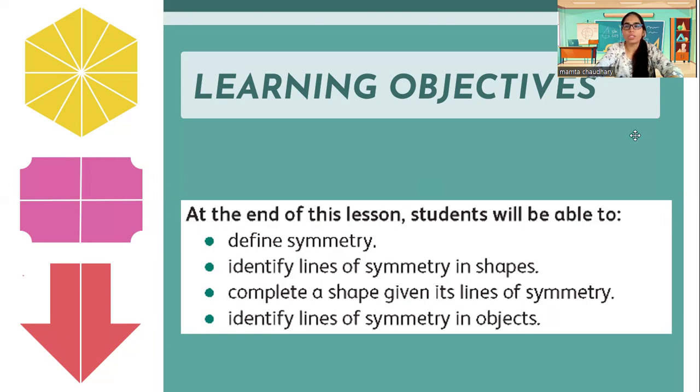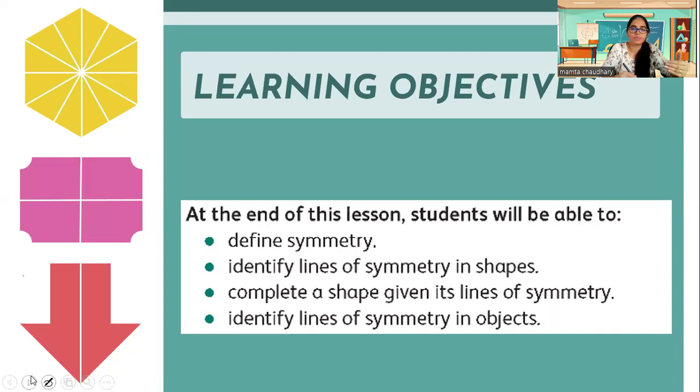So in this chapter, you will be able to define symmetry, identify lines of symmetry in shapes, complete a shape given its line of symmetry. It means one line of symmetry is given and you need to find its shape. You will be able to do that. And then identify lines of symmetry in objects.